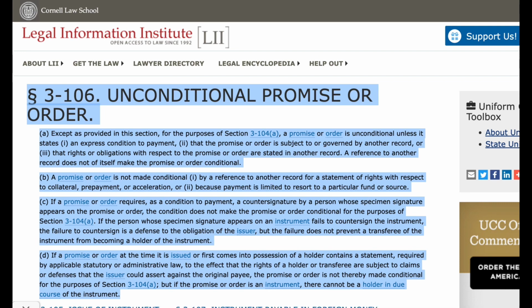D. If a promise or order at the time it is issued or first comes into possession of a holder contains a statement, required by applicable statutory or administrative law, to the effect that the rights of a holder or transferee are subject to claims or defenses that the issuer could assert against the original payee, the promise or order is not thereby made conditional for the purposes of Section 3104A, but if the promise or order is an instrument, there cannot be a holder in due course of the instrument.